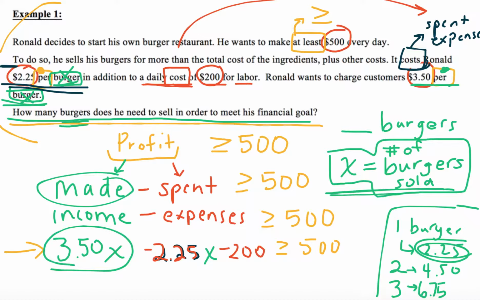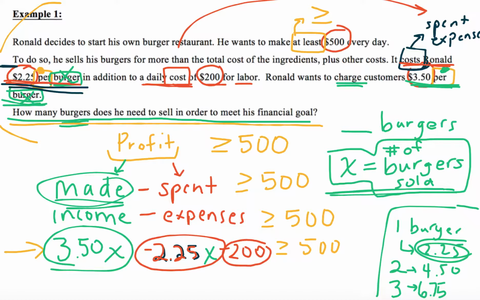350x represents what for Ronald? 350x represents the cost per burger that he will charge. This is money that he is going to make. Minus 225x, what does that represent for Ronald? 225 per burger is what negative 2.25x represents in our inequality. This is one of the costs that Ronald has in his business.